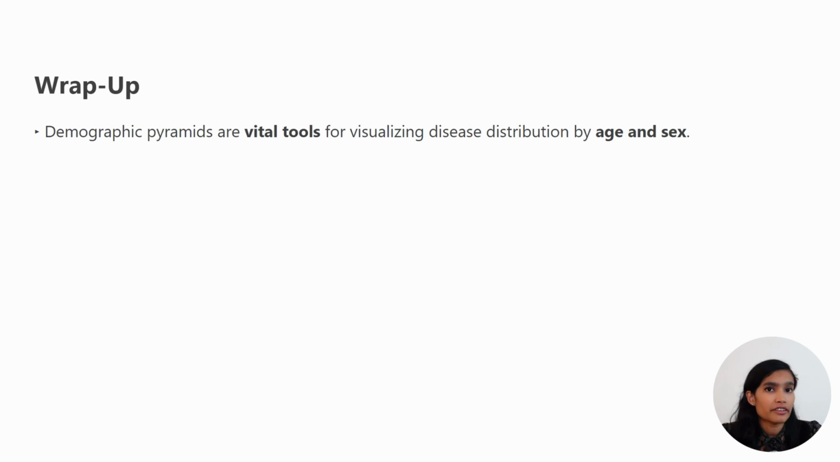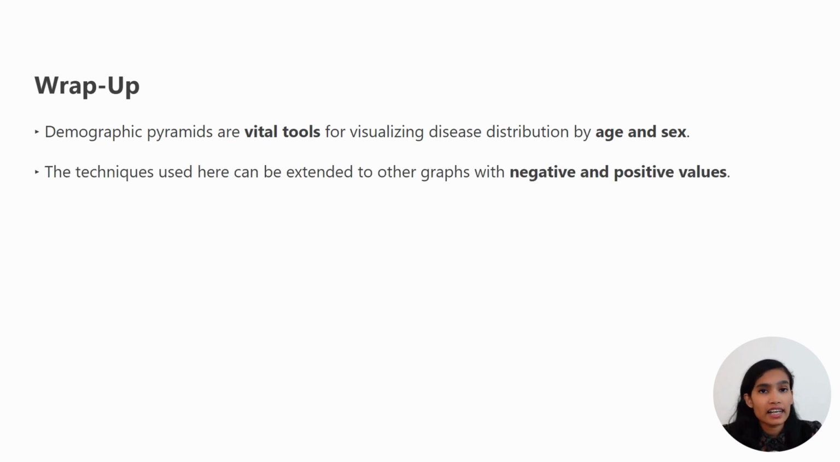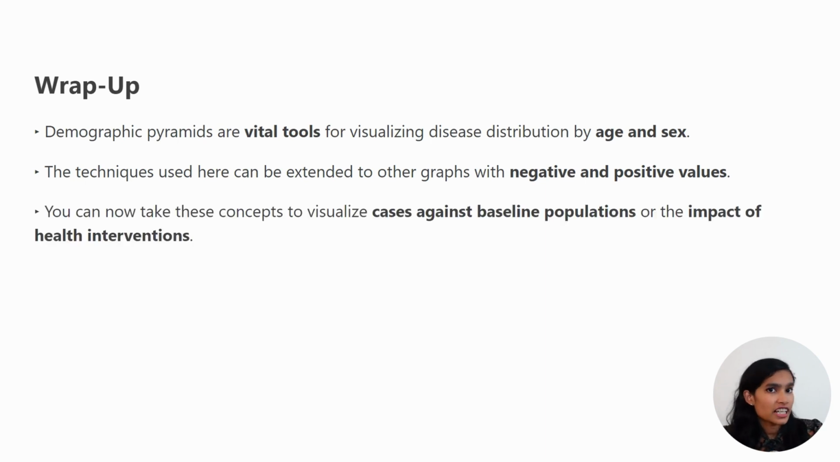As we've seen, demographic pyramids are an essential tool for visualizing the distribution of specific diseases across age groups and sex. The concepts you learned in this lesson can also be applied to other kinds of graphs which require both positive and negative plotting for a continuous variable. These kind of bar plots are often used to compare percent increase or decrease in case positivity rates from year to year. Another example is percentage change in case notification rates. The application of these concepts is virtually endless.